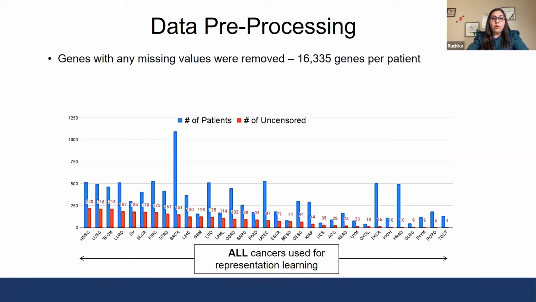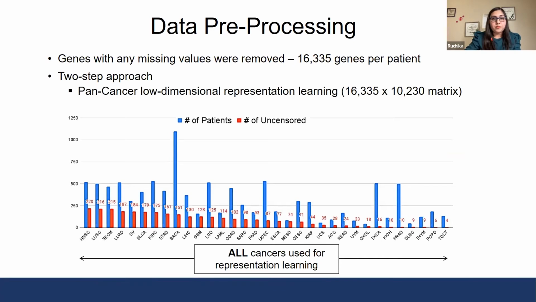Here I'm showing a bar plot to show the number of patients we had per cancer type. The blue bar represents the total number of patients per cancer type, and the red bar shows the number of uncensored patients out of those patients per cancer type.